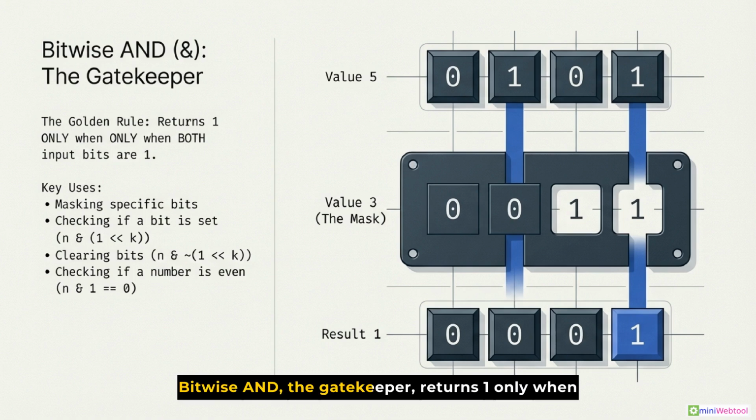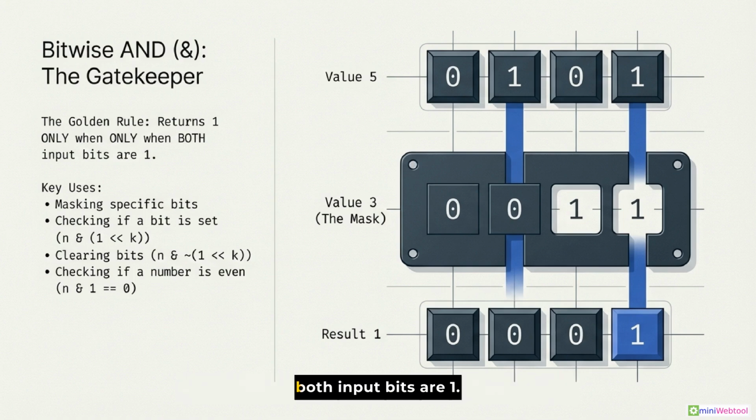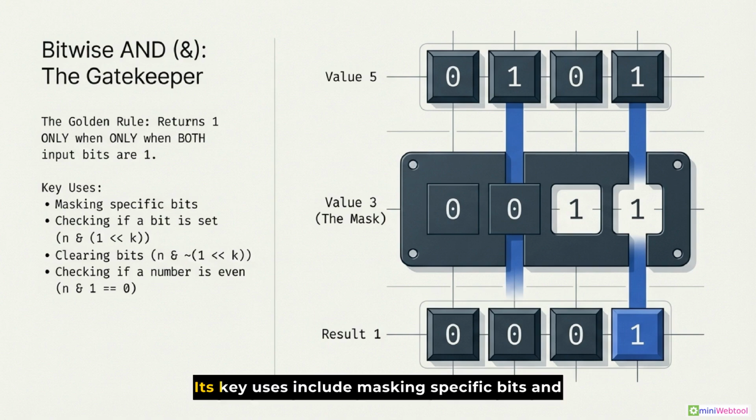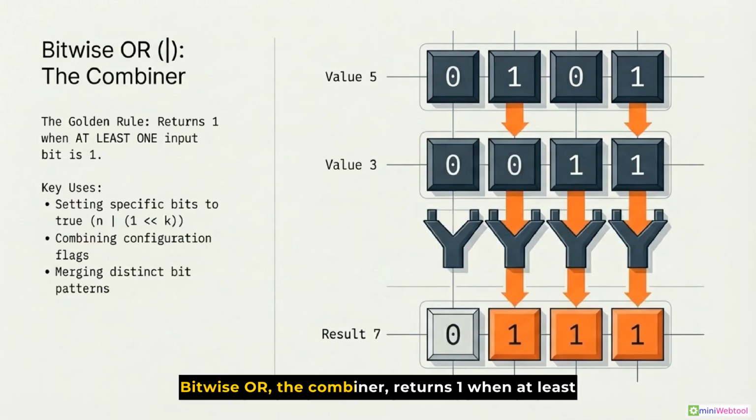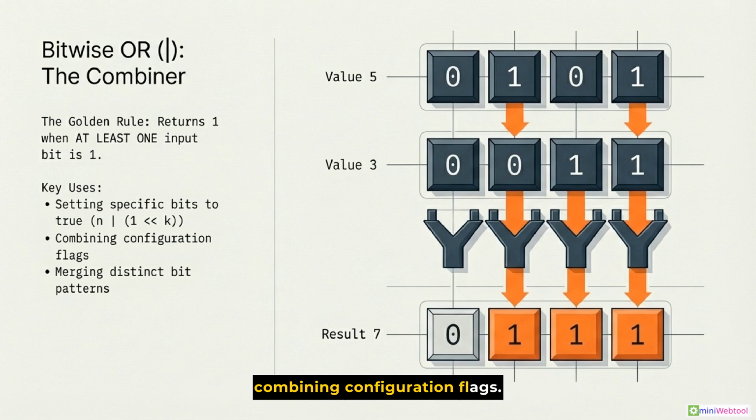Bitwise AND, the gatekeeper, returns 1 only when both input bits are 1. Its key uses include masking specific bits and checking if a bit is set. Bitwise OR, the combiner, returns 1 when at least one input bit is 1. It is useful for setting specific bits to true and combining configuration flags.